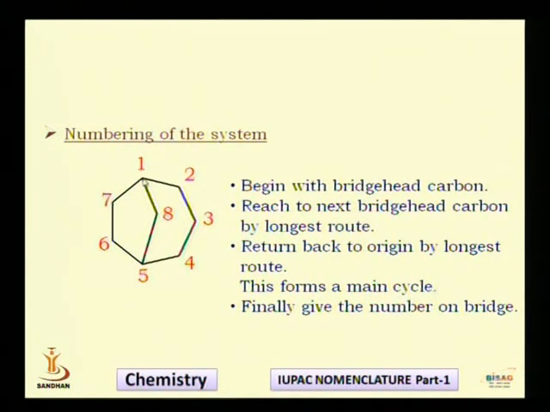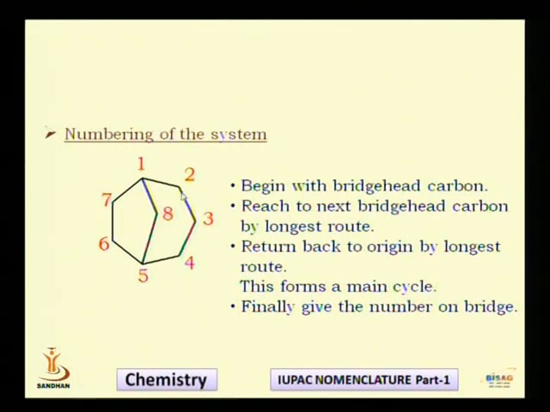So you start numbering from one bridgehead carbon, this is number 1, go to the next bridgehead carbon by the longest route. So this is 2, 3, 4, 5. So I have reached the next bridgehead carbon, return back to the original bridgehead carbon again by the longest route. So I am returning back from here by this way. So number this as 6, number this as 7, and I am reaching back.